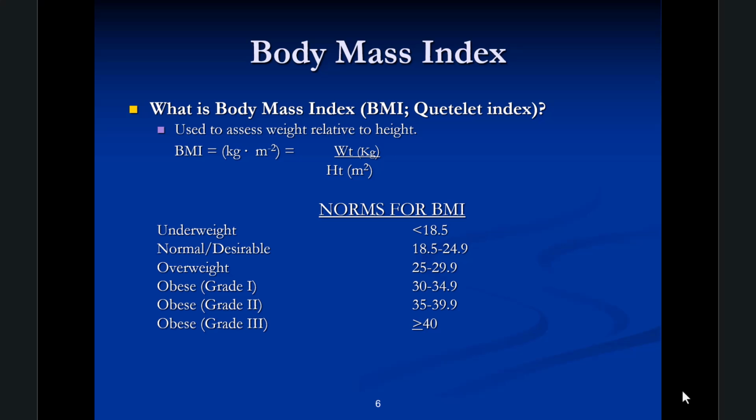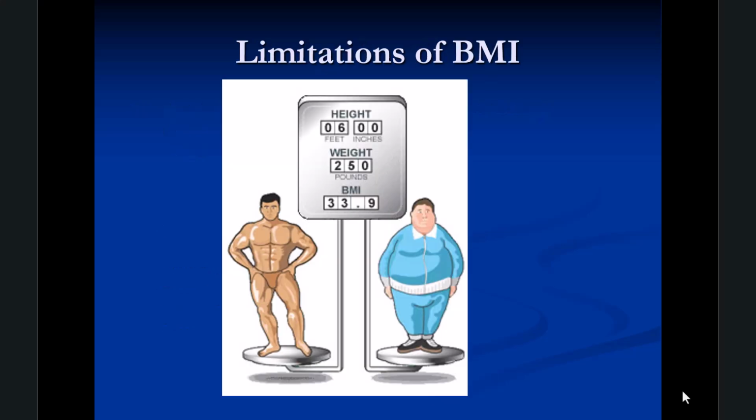So the normal range is considered 18.5 to 24.9. Slightly above that is overweight, and once you get above 30, there's different classes of obesity. And then it's possible that you're underweight also if you have a BMI below 18.5.